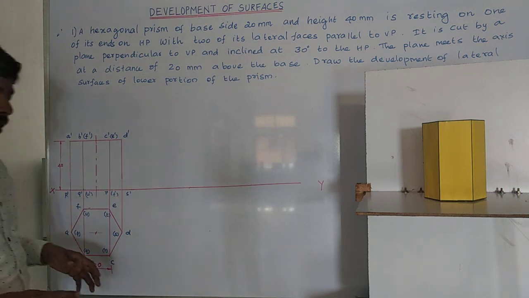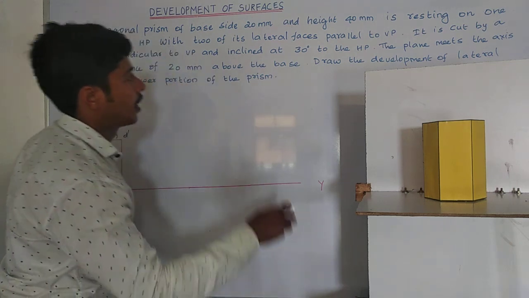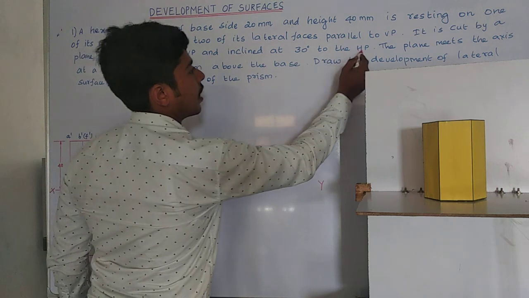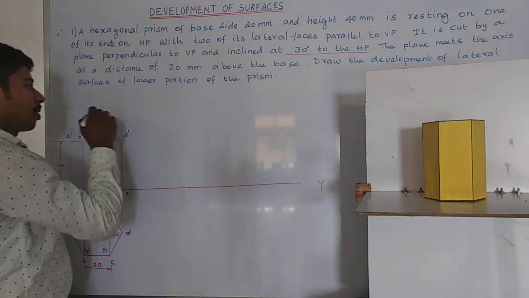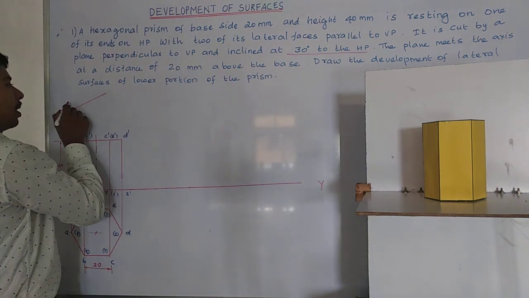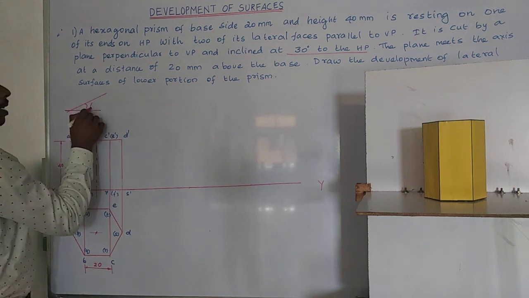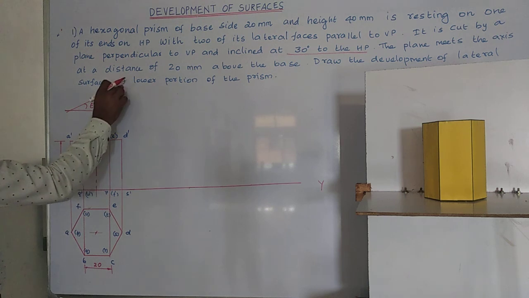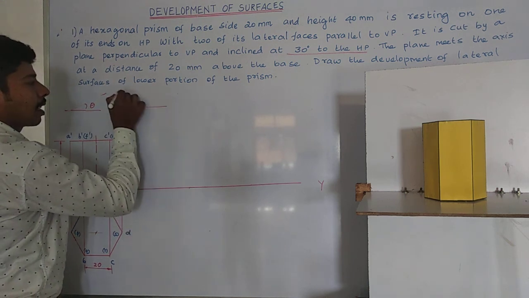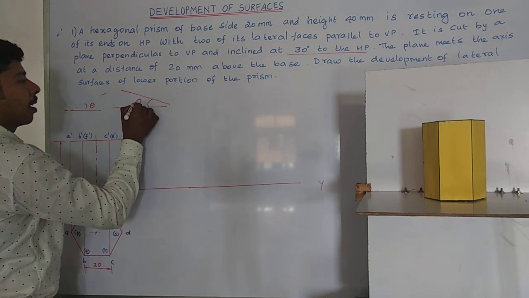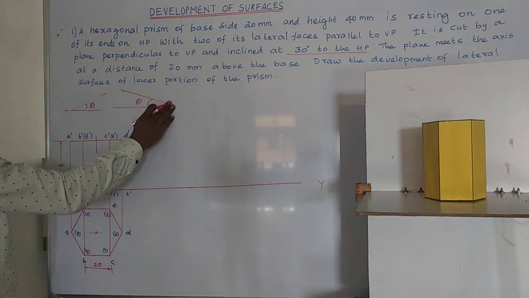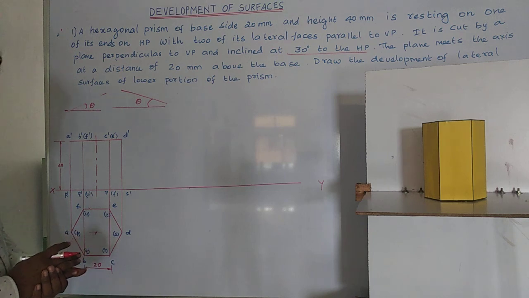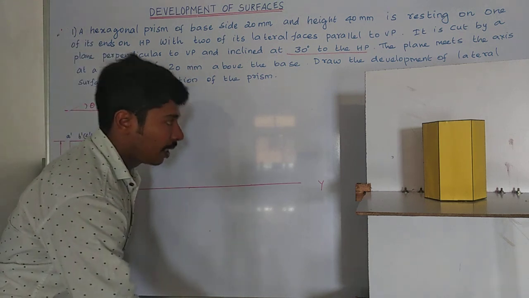Then the section line. So how is it sectioning? The section line is inclined at 30 degrees to the HP. So the section is happening in the front view, above the XY line. We can cut in this direction, otherwise I can change the direction also. Both are the same, since it is not mentioned. So I can cut in both directions. They are the same only. So now we will cut the solid.